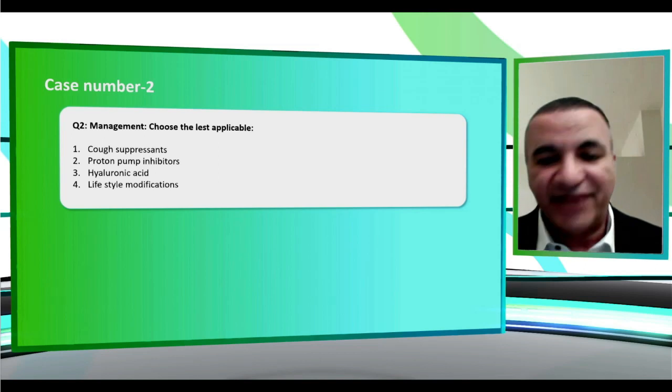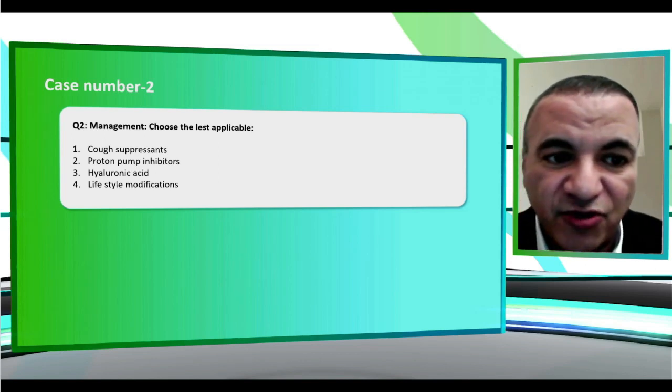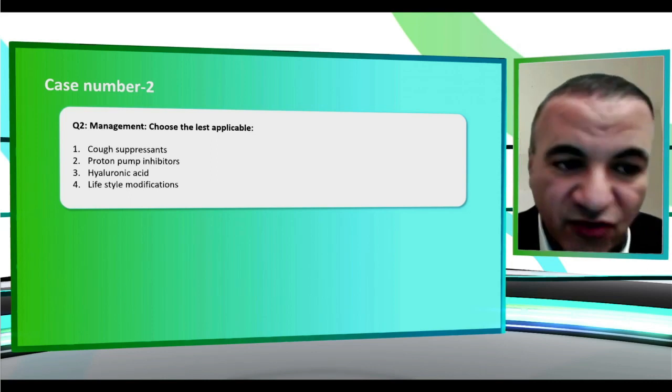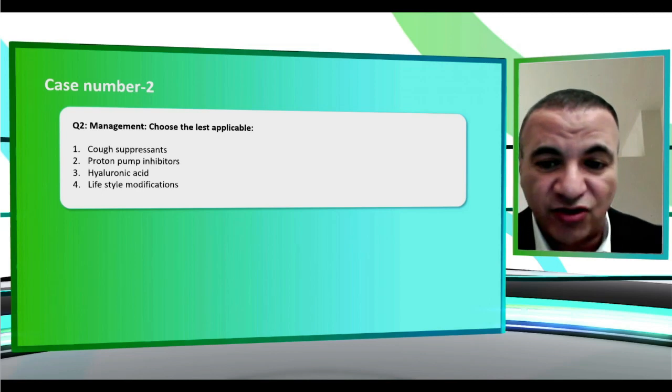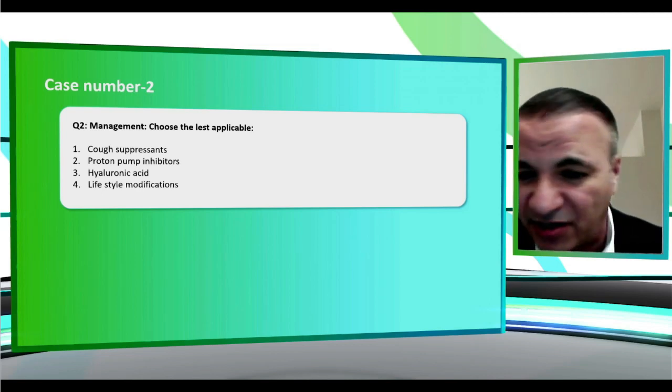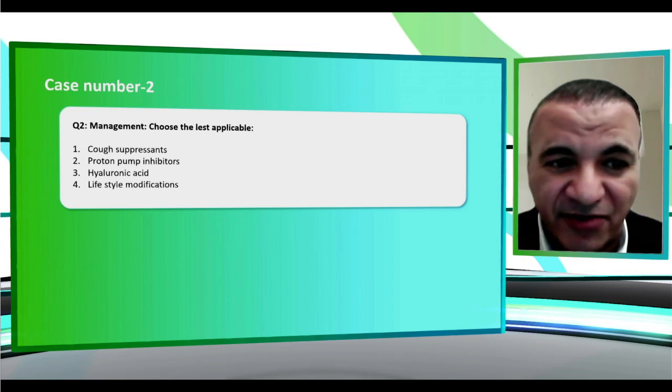In case of gastroesophageal reflux, of course, we give the best treatment, proton pump inhibitors. We also do some sort of lifestyle modification, and hyaluronic acid acts as a coating for the upper GIT tract, preventing or minimizing the reflux going to the upper airway.